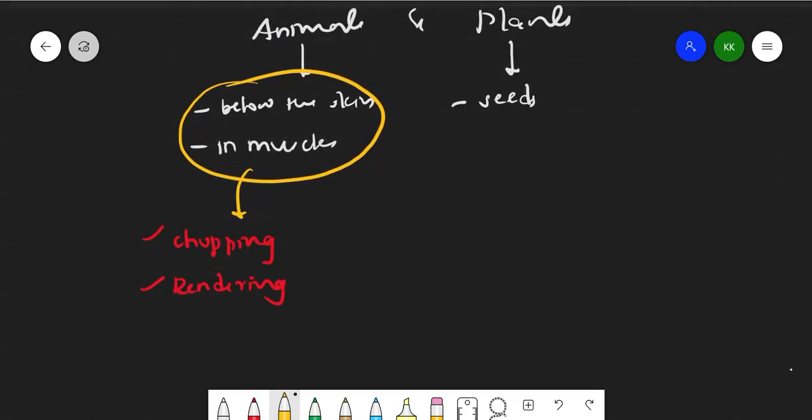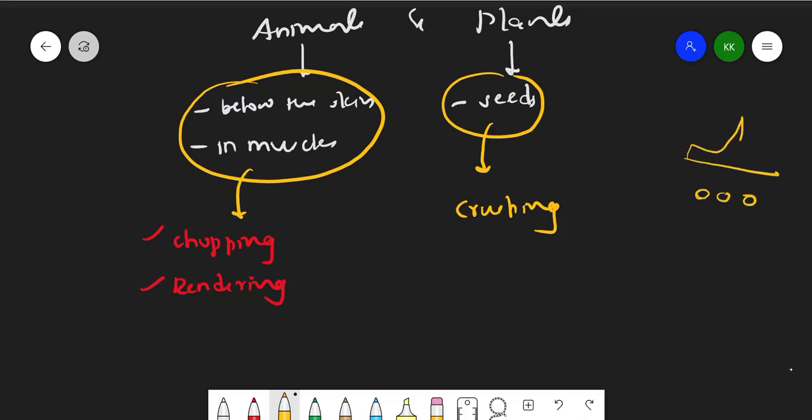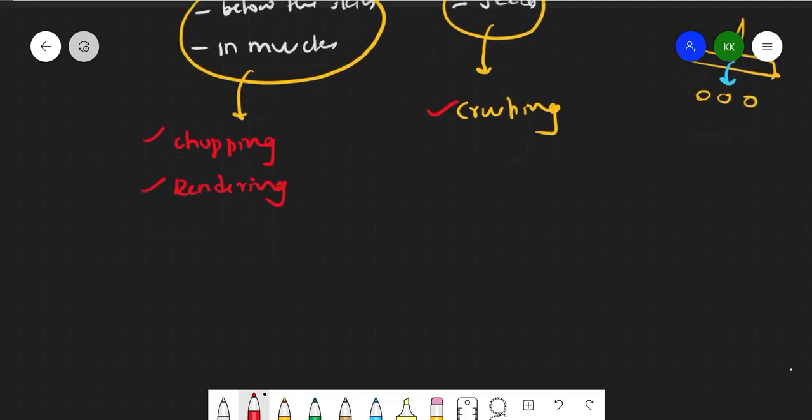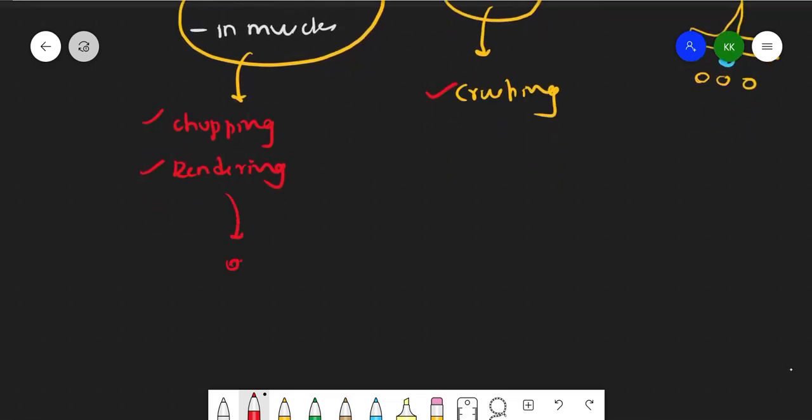Whereas in the case of seeds, that is plants, what we do is crushing. We take our seeds, and here I have a machine like that, and I will add pressure here. I'll add pressure so that I will crush it, such that oils and fat come out. That is how we will do it, right? So here we do crushing in the case of plants. Then we will get oil as well as fat from here also.